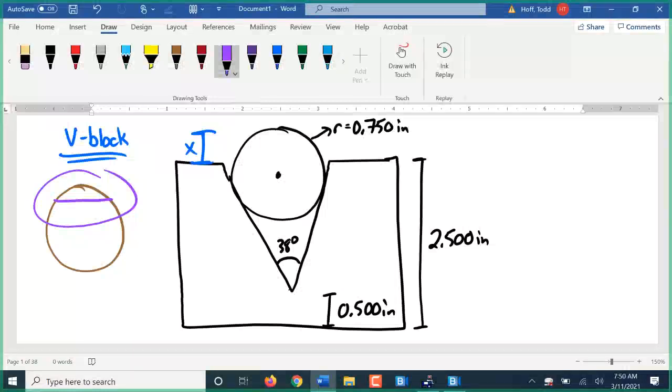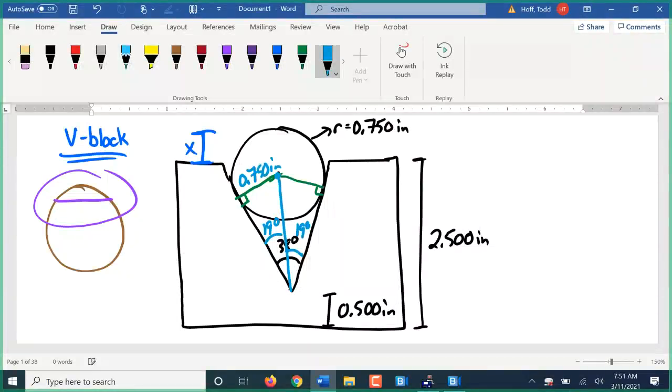So the way this works, this ties back into a lot of our circle stuff from the last unit. We go from the center of our round stock out. That forms that radius, if I go to the point of tangency, of course, has to form a right angle with the tangent. And if I connect the center of the circle to the center of our V down here, that cuts our angle here in half. So each side of this is 19 degrees. And of course, our radius up here is the 0.75 inches.